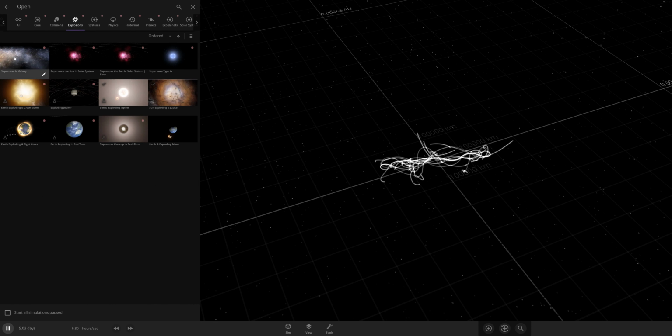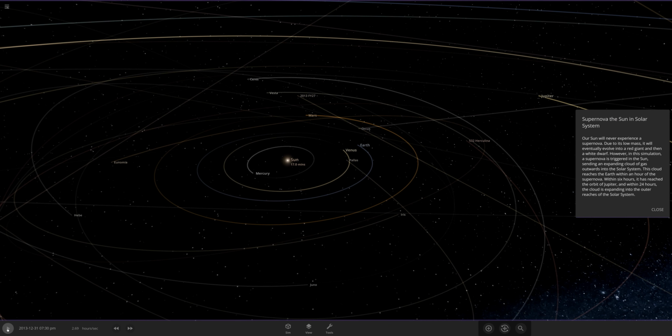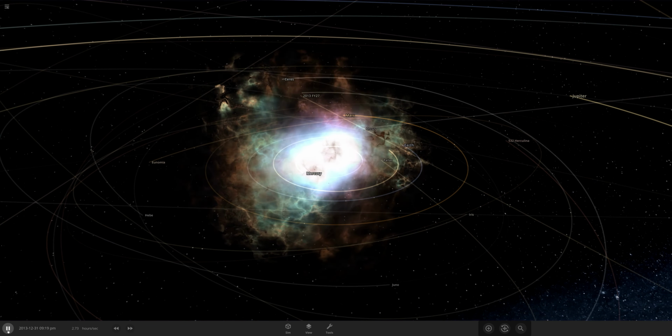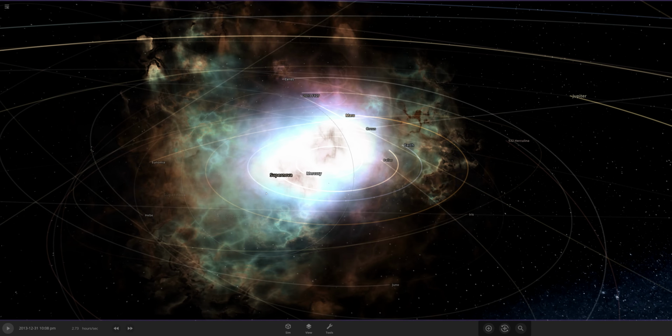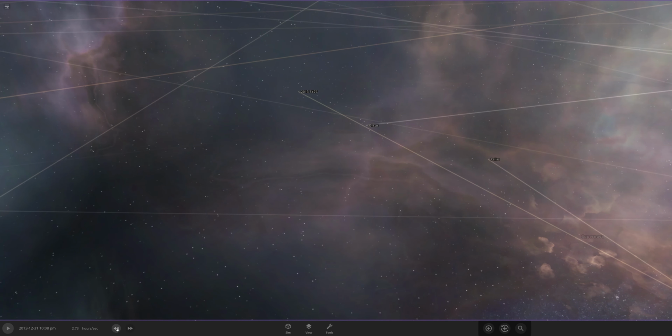All right, so what do you have for the explosion? Supernova in a universe, supernova, sun, solar system. So, pause. Our sun will never experience a supernova. Right, anyway, so this is what happens if it did. Look at that. This is hours per second. So in 2 hours, by the way, let's go backwards.